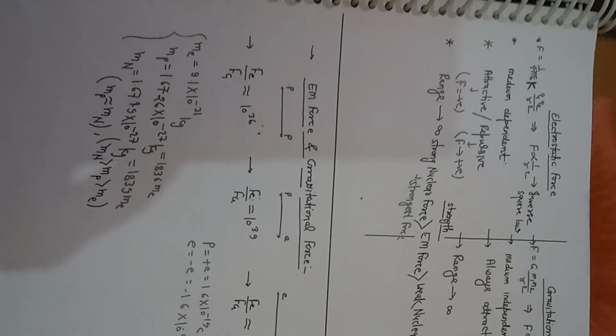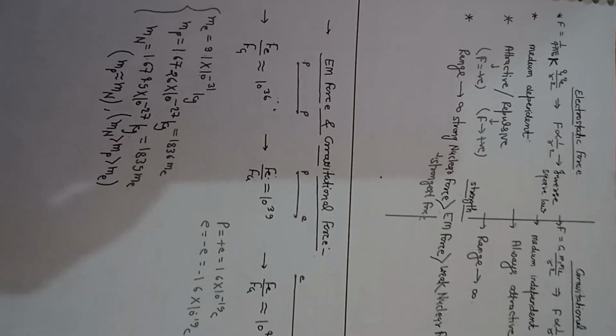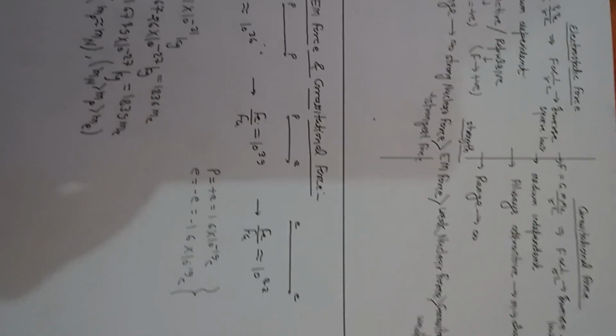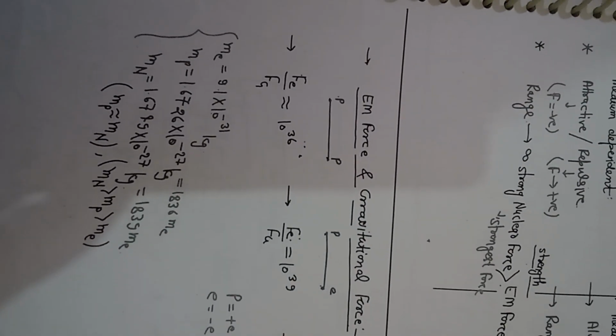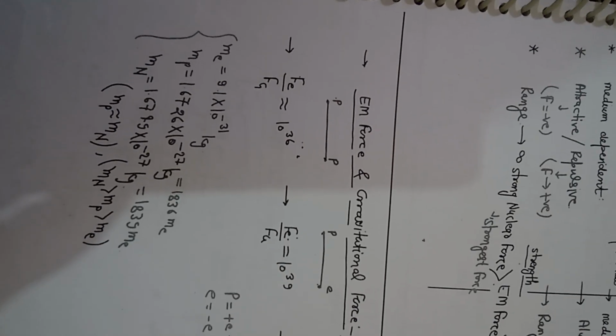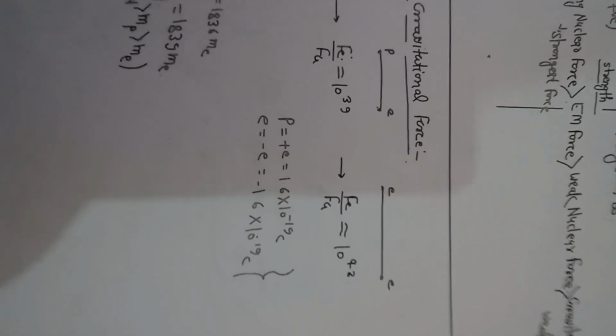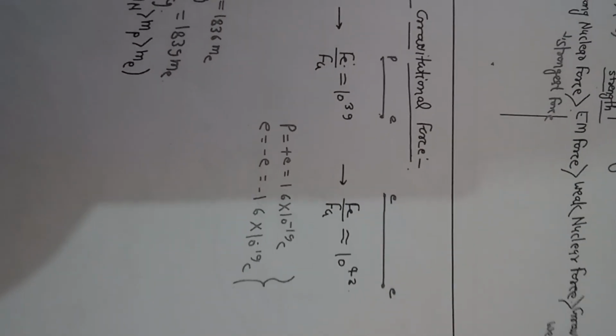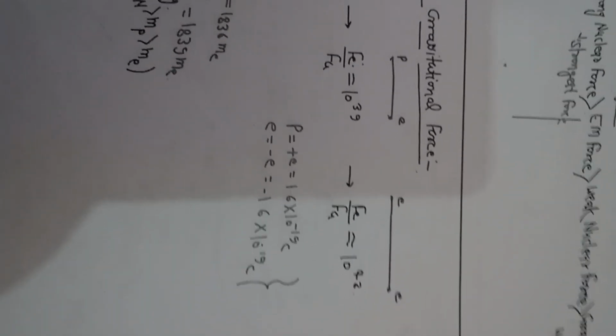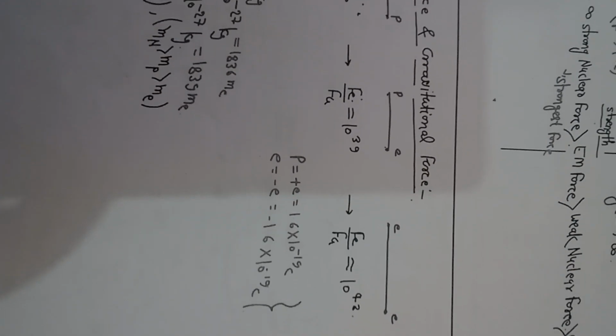Now we are moving on to electromagnetic force and gravitational force. It can work between proton and proton, proton and electron, electron and electron. Between protons Fe upon Fg is equal to 10 to the power 36, then Fe upon Fg is equal to 10 to the power 39, and Fe upon Fg is equal to 10 to the power 43. The charge on a proton is 1.6 into 10 power minus 19, and the charge on an electron is 1.6 into 10 power minus 19.